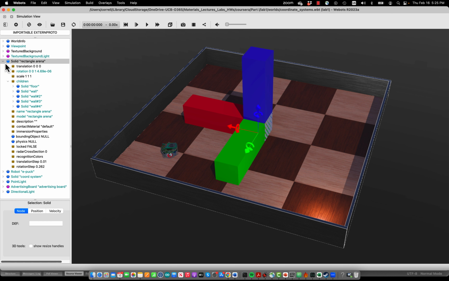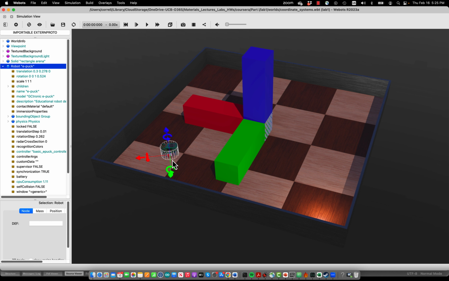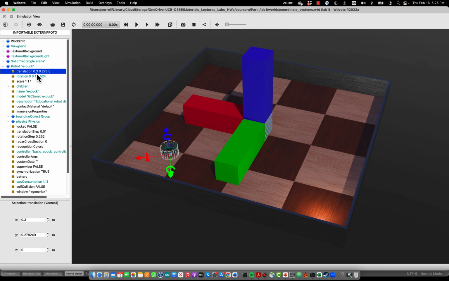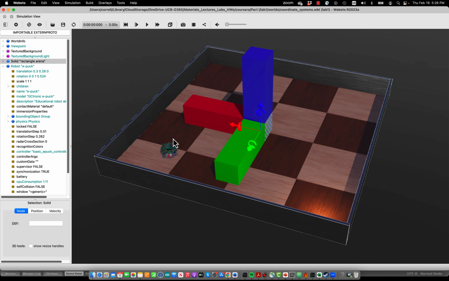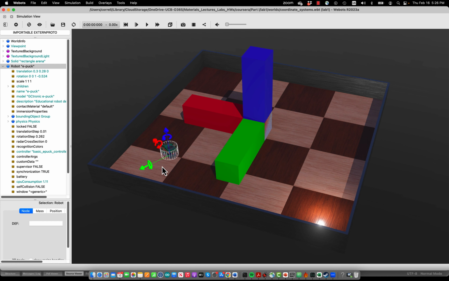Now I can do the same thing with the robot, which also has a coordinate system associated to it. And now I can see that it's 30 centimeters along the positive x-axis, 28 centimeters along the positive y-axis, and 0 centimeters above z. Also here I can rotate the robot around the z-axis, and I can rotate it around the y-axis or around the x-axis.